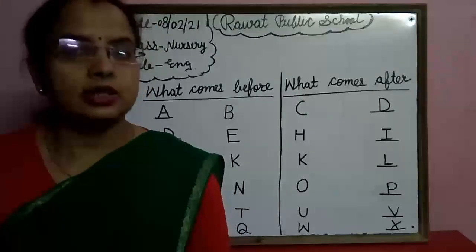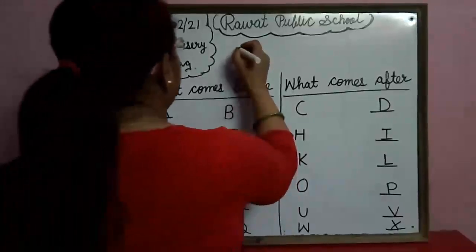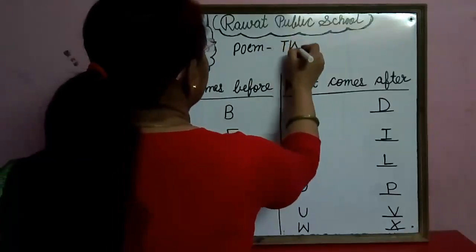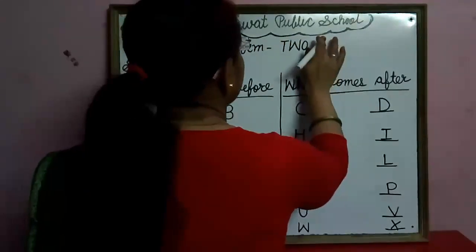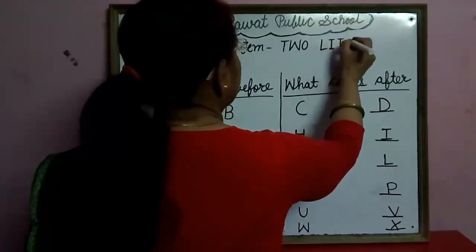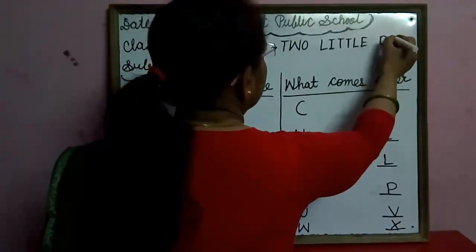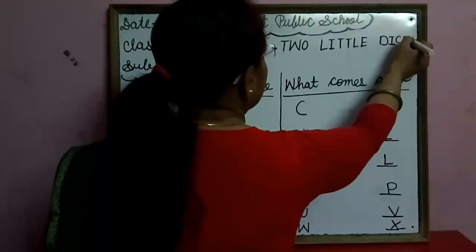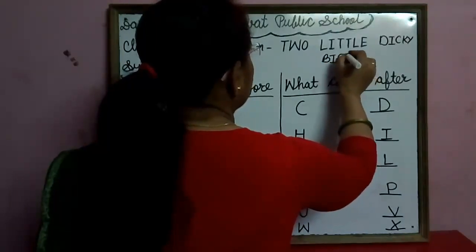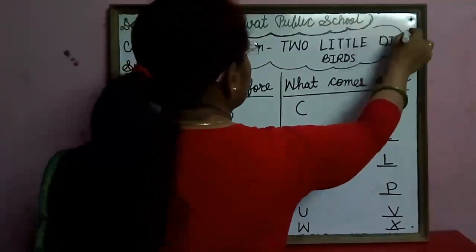So, children, please learn this poem, Two Little Dicky Birds. Poem name, Two Little Dicky Birds. Learn this poem.